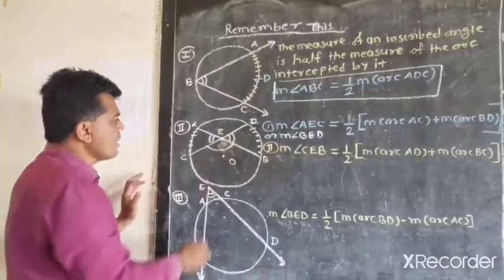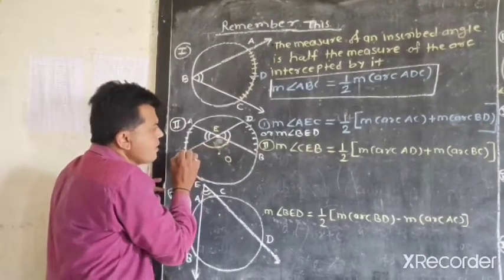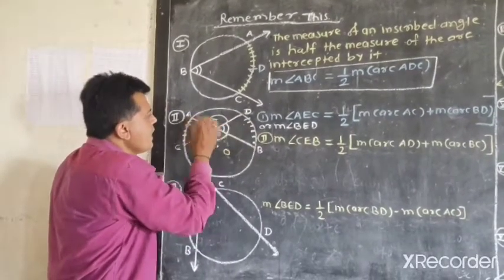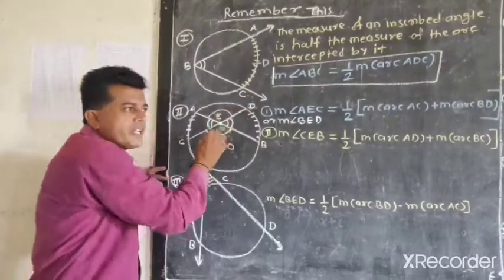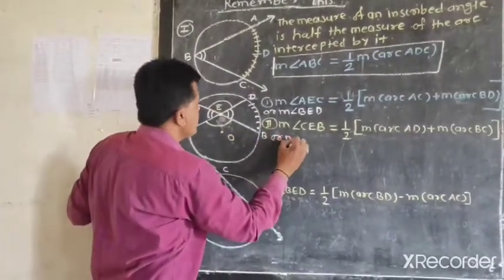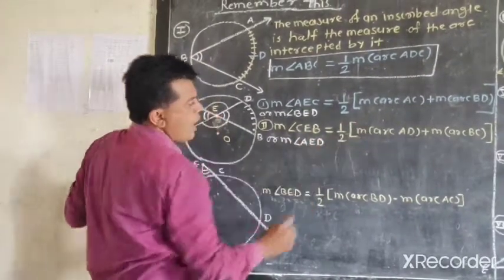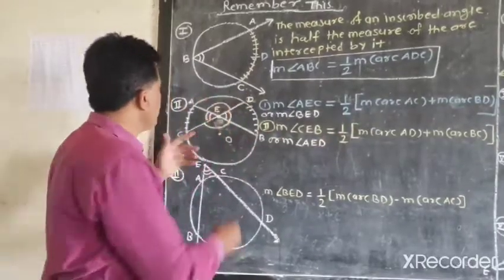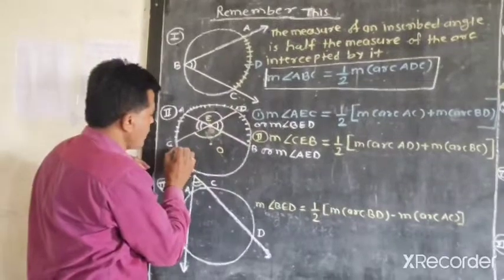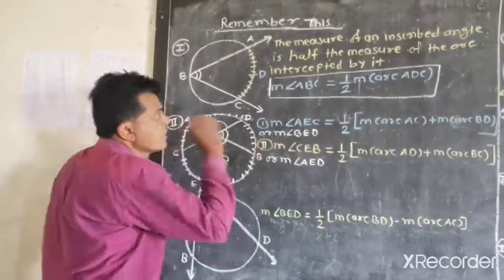Then another type of angles, the adjacent angles, angle CED and angle AED. Both are vertically opposite angles and are congruent. Measure angle AED is equal to half measure arc AD plus measure arc CD. That is the second, remember this.